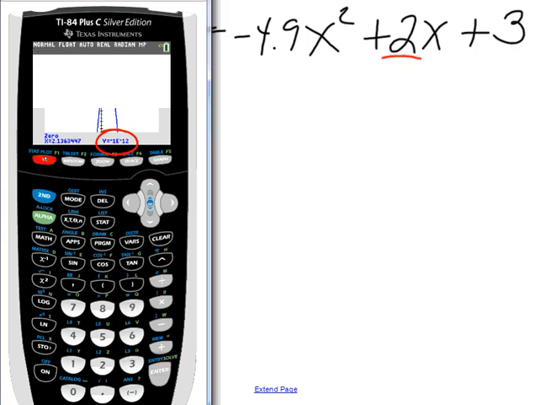Hopefully, you went to the y equals screen. And then you went to the y sub 2. And then you typed in 5 meters. And then you graphed it again. And then you saw that it goes through.